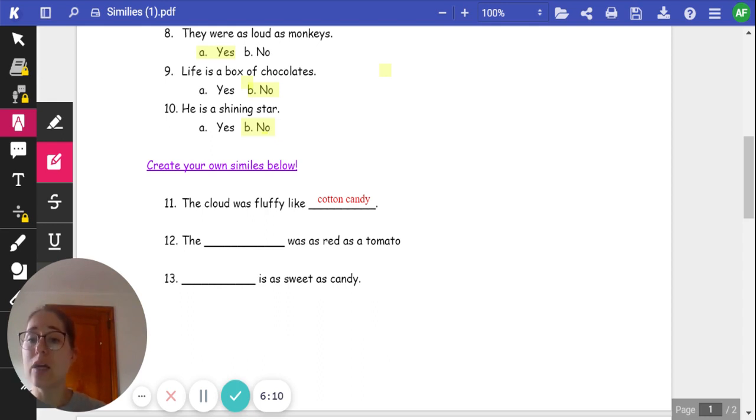Number 12, the blank was as red as a tomato. Think of something that you could compare to a tomato that isn't a tomato but could still be red. And for number 13, blank is as sweet as candy. Think of maybe a person or a thing to compare to candy being very sweet. All right, make sure you write the full sentence for 11, 12, and 13.